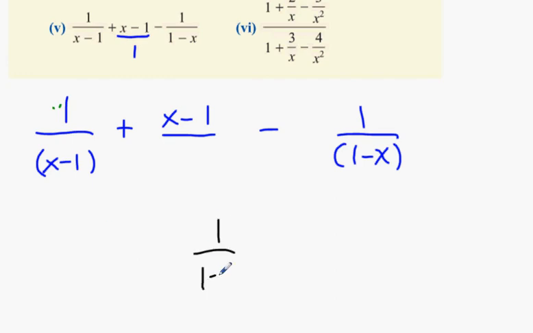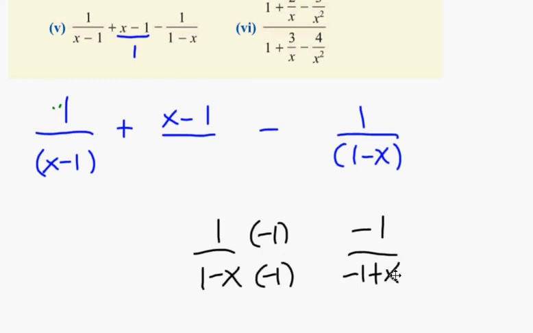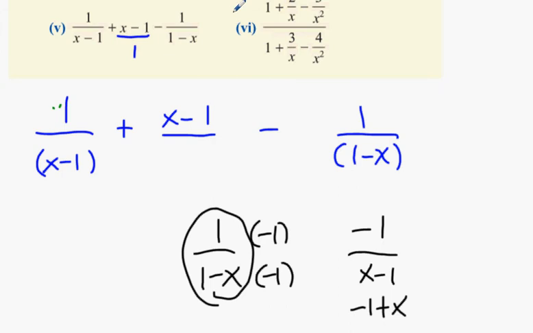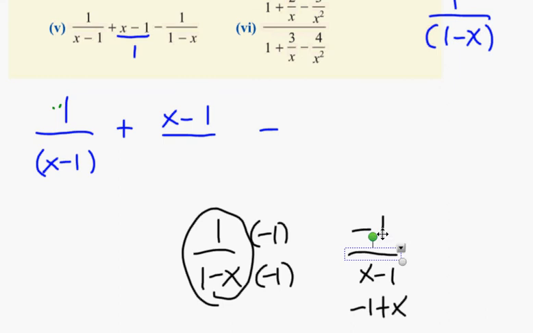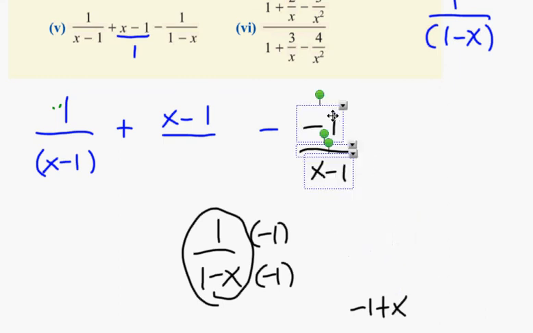1 over 1 minus x, if I multiply the top and bottom by minus 1, what happens? Does it change the value of the equation? What happens then? It turns into minus 1 over, and minus 1 plus x is the same thing as, anybody? And what does it look a lot like then? See this 1 over 1 minus x? That's what we had at the start, right? I'm now going to replace that. So this thing here is going to be replaced with this full part here.